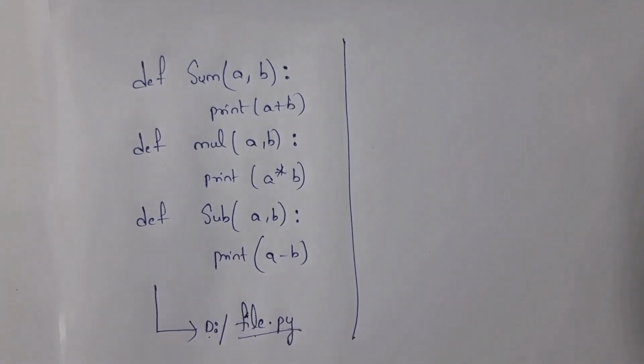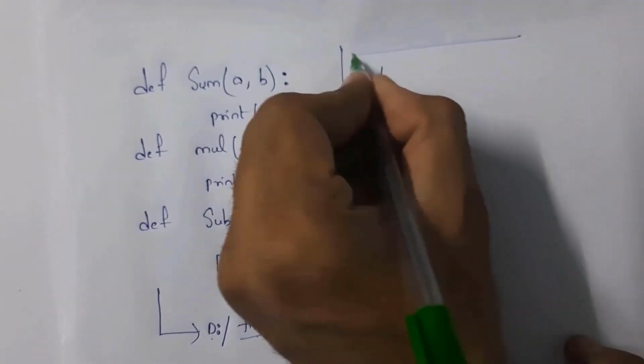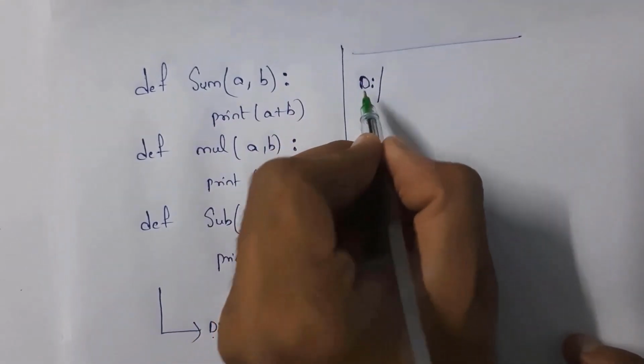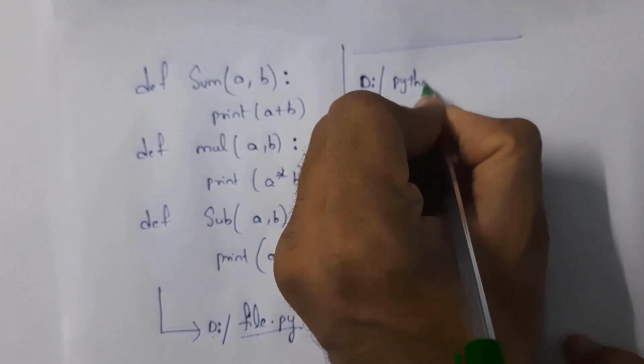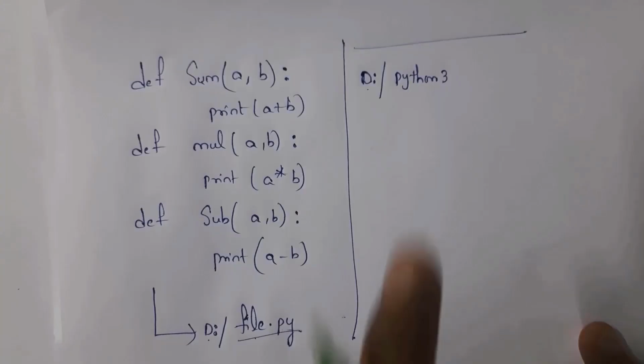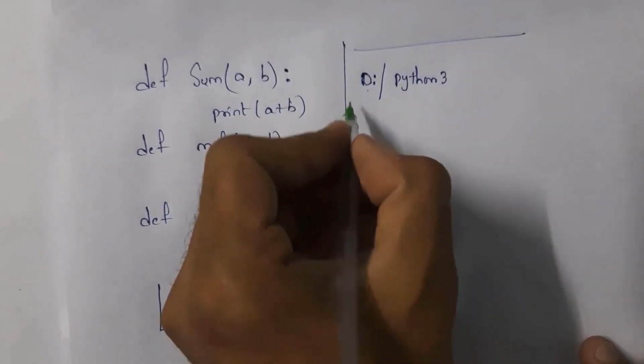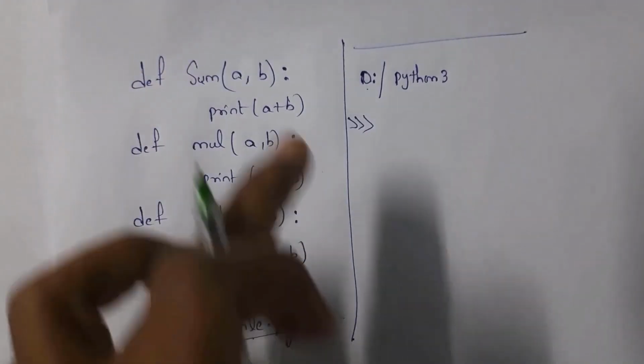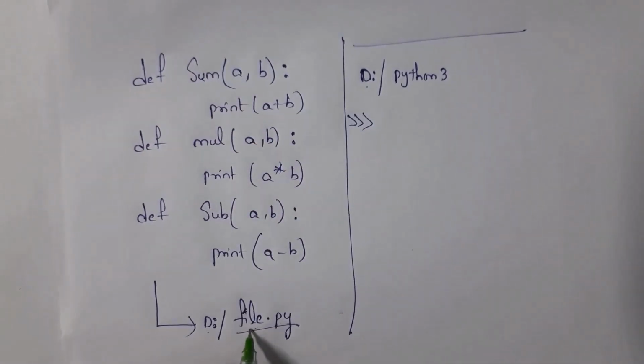Now we need to import this module. So I opened command prompt in the same location, that is local disk D, and typed here python3, because at first you need to open Python, and whenever you click enter it will open Python 3. Now we need to import this module. This module name is file.py.